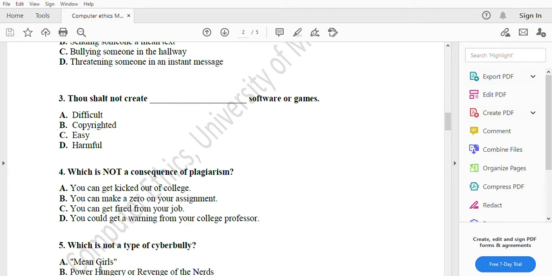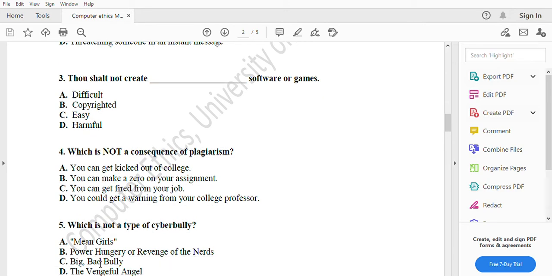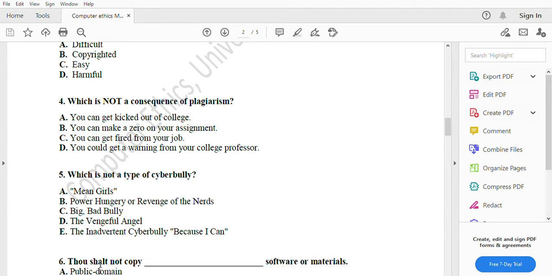So which one is the right answer for question number 4? Of course, this is D. Remember, we say which is not. We didn't say which answer is right. We say which is not a consequence of plagiarism. So pay attention to the question. This is the most important thing, because when we have to answer a question, the most important thing is to pay attention to the words. It makes a difference. The "not" makes all the difference.